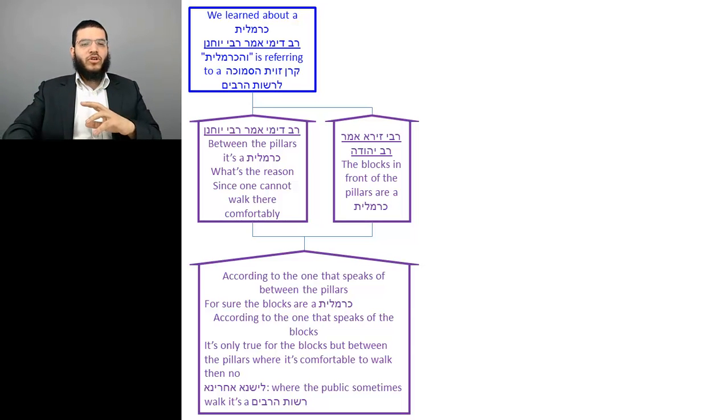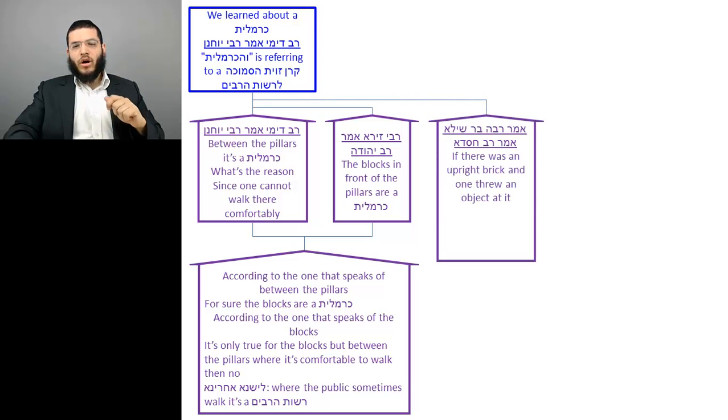So here we presented the two teachings from Rav Dimi Amar Rabbi Yechanan and from Rav Zeira Amar Rav Yehuda, and we explained what each one holds about the other one's case. Now the Gemara continues in its discussion of a karmelis, presents another teaching. Amar Rabba Bar Shilei Amar Rav Chizda. He says as follows: if there was an upright brick, a levena, and one threw an object at it.